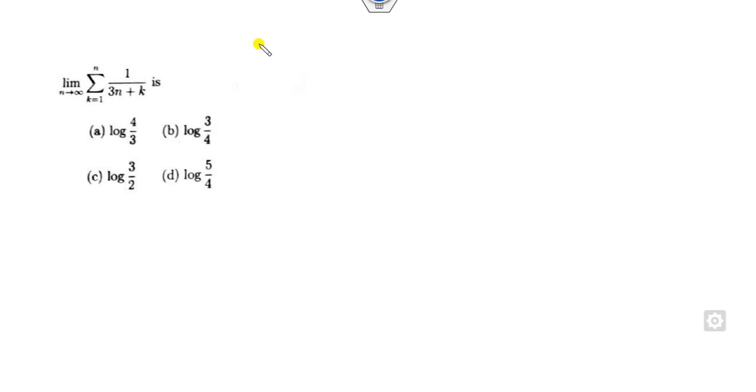Now look at this again. Limit n approaches infinity given and summation given. So because in this case 1 over n is not present, I can multiply by 1 over n. I can divide by 1 over n.